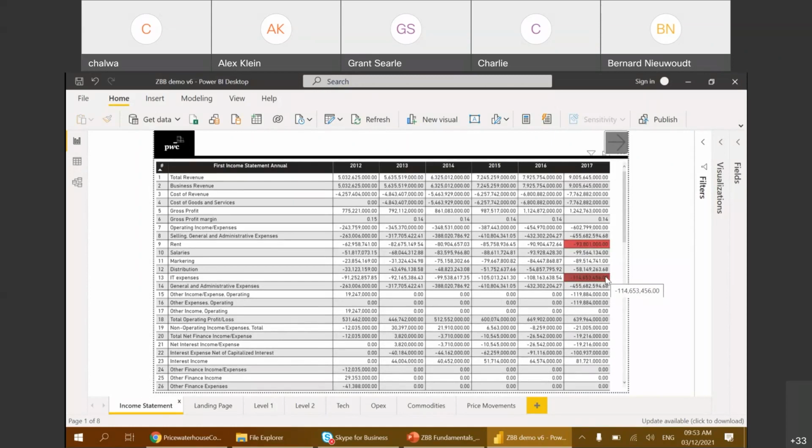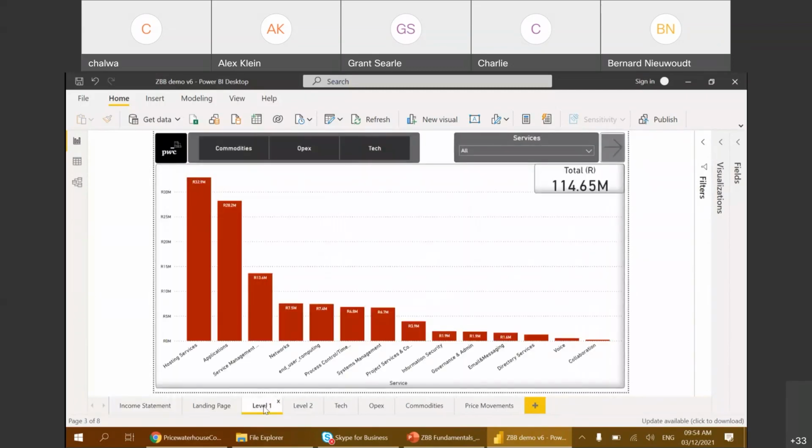And even if you do, if you reduce it from this perspective, you might get a short-term result, as we mentioned earlier, because it might be a cut into an area that should not have been cut. So the idea would be to break this 114 million down and understand exactly what is going on in there. So in this example, the 114 million breaks down into these areas. You can see that, for example, hosting services, application, service management were the biggest 3 contributors to that 114 million.